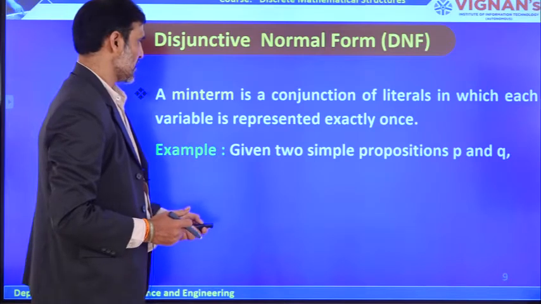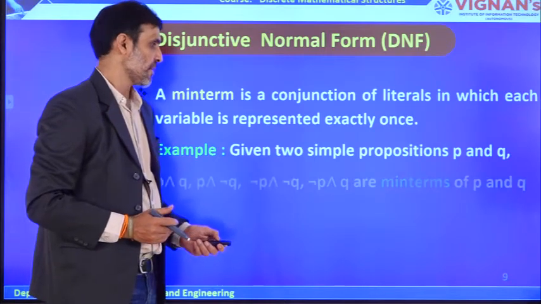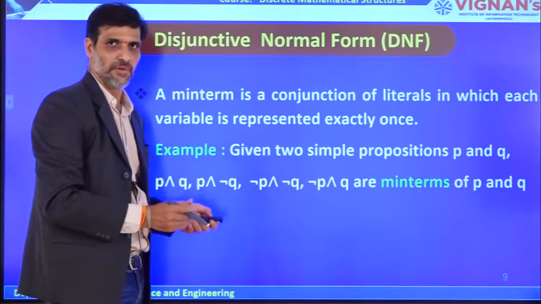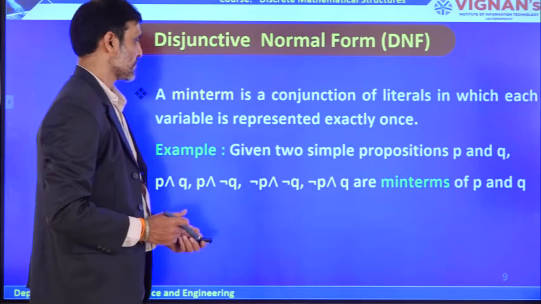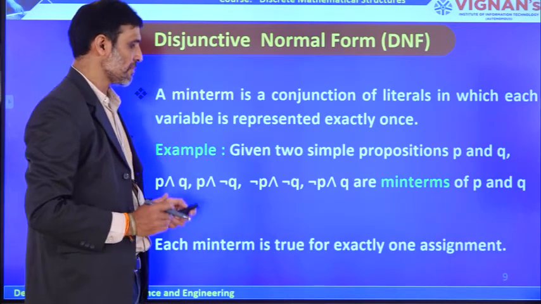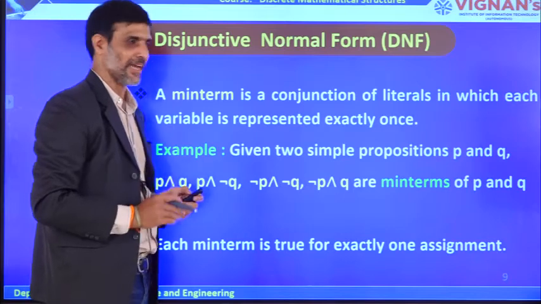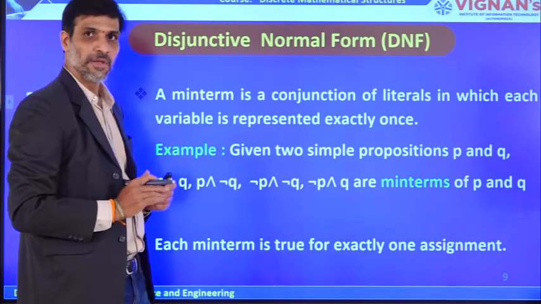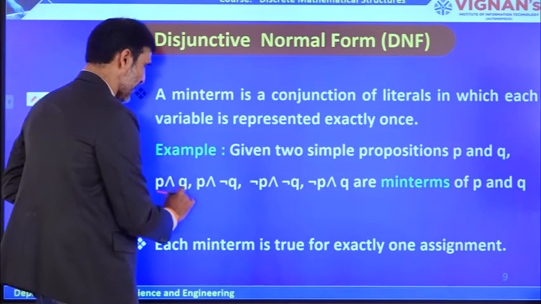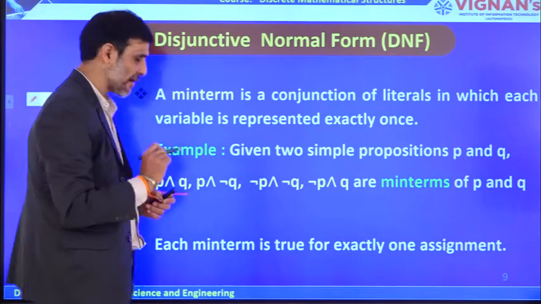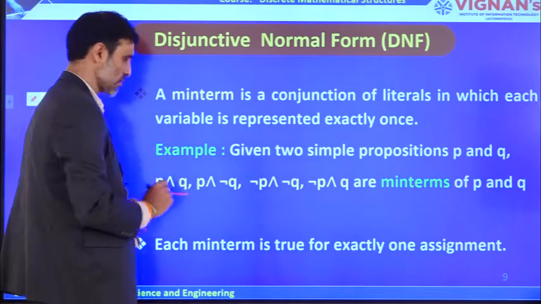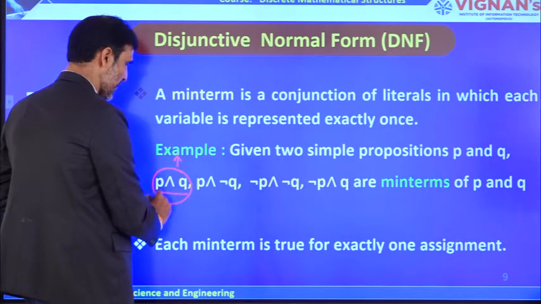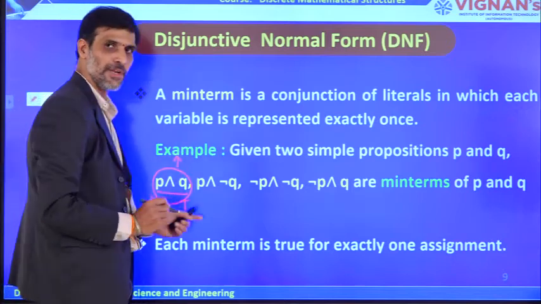See, just now we discussed this point. Given 2 simple propositions P and Q, these are all called the min terms of P and Q. Each min term is true for exactly one assignment. Obviously it is true for exactly one assignment. Why? Because you know that P and Q will be true only when P is true and Q is true. So this min term is true for only one assignment, that is if P is true and Q is true, then only it will be true.